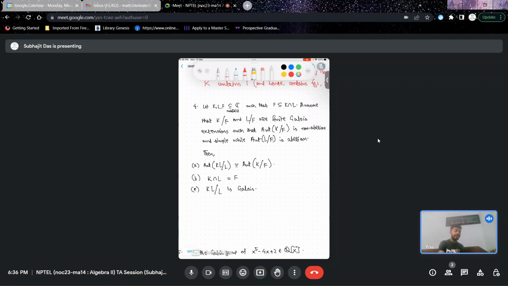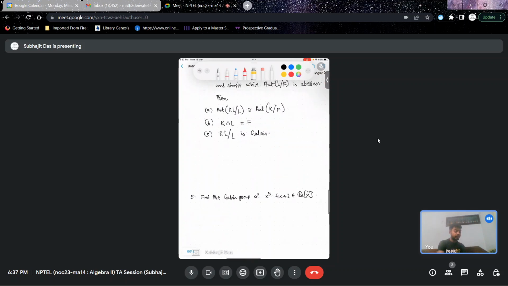So we take K, L and F to be subfields of C such that F is contained in the intersection of K and L. We assume that K over F and L over F are finite Galois extensions such that the Galois group of K over F is non-abelian and simple, while the Galois group of L over F is abelian. Then we need to determine which of these options are correct. Okay, so we quickly do this. This is very easy.